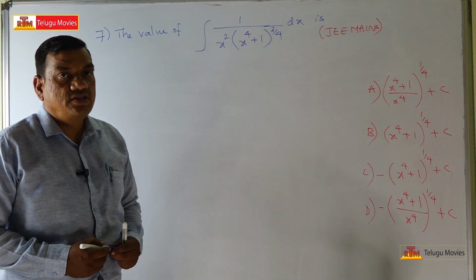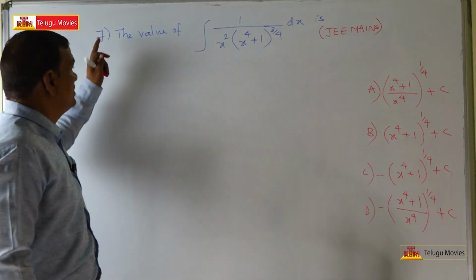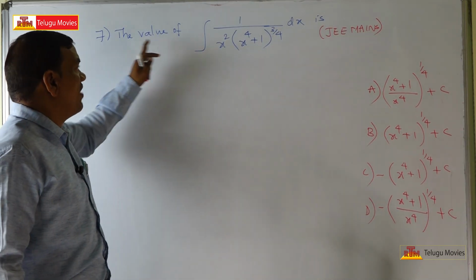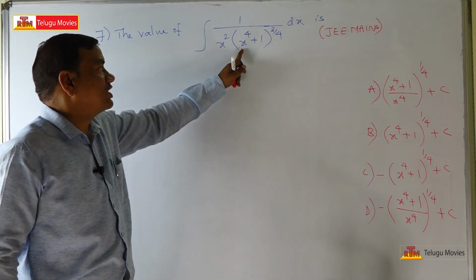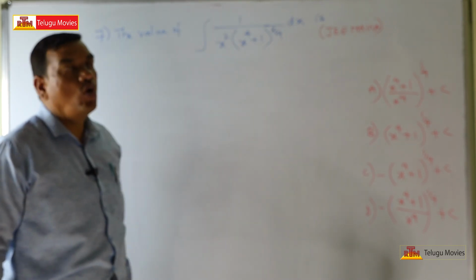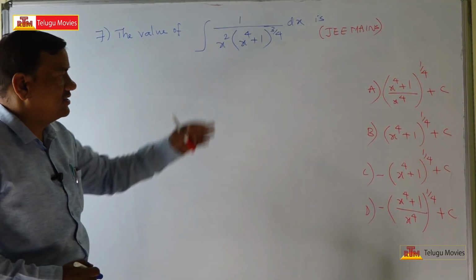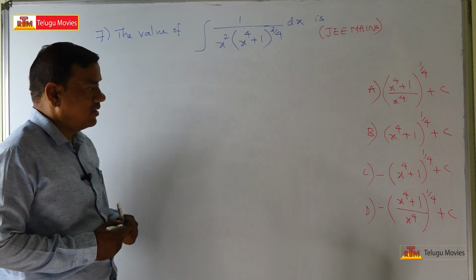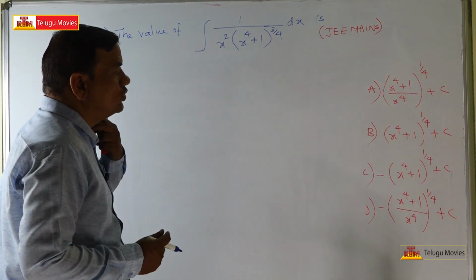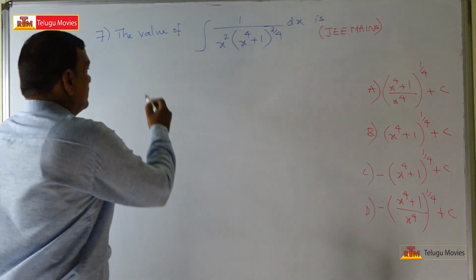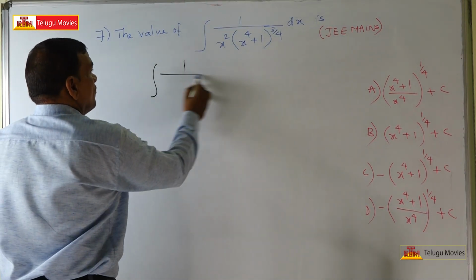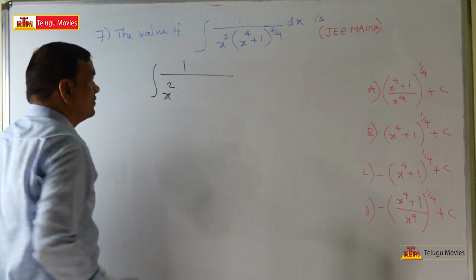So dear students, welcome to the 7th problem. The value of the integral of 1 upon x square times (x power 4 plus 1) whole power 3 by 4 dx is. See the options there. You can do the option verification also, but directly it is a very easy one. It is the integral of 1 by x square.